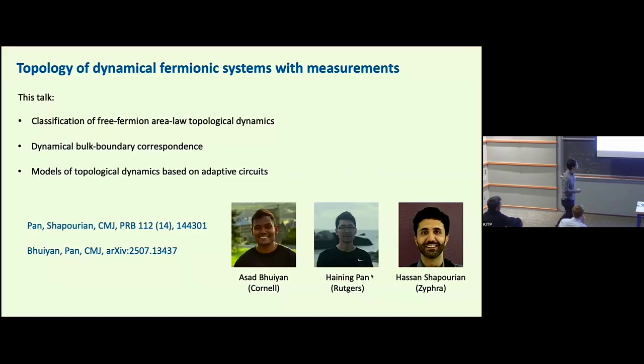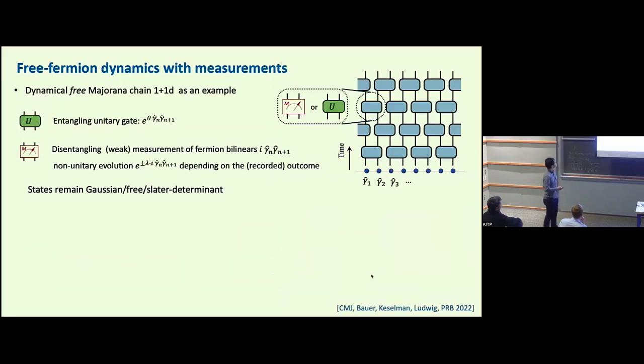Okay, so let's start with something rather concrete to give you an idea what type of system we're talking about, and why we can do topological classification of these systems. I want to talk about what it means to have free fermion dynamics with measurements. Just imagine I start with something concrete, a chain of Majorana modes, and then you have some circuit that generates dynamics. Every one of these circuit elements could be a unitary gate or it could be a measurement.